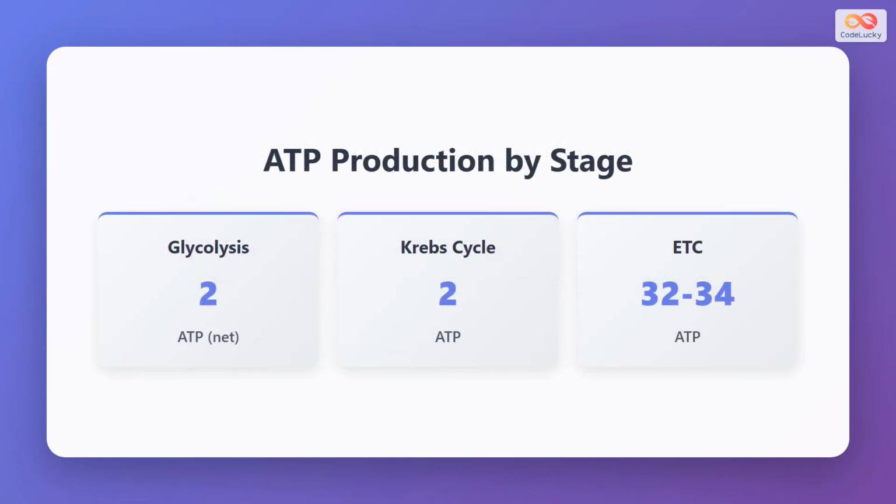Cellular respiration occurs in 3 main stages, and each stage contributes differently to the total ATP yield. Glycolysis, which happens in the cytoplasm, produces a net gain of 2 ATP molecules. The Krebs cycle, also called the citric acid cycle, occurs in the mitochondrial matrix and produces 2 ATP molecules. The Electron Transport Chain, or ETC, which occurs in the inner mitochondrial membrane, produces the bulk of the ATP, between 32 and 34 molecules. As you can see, the electron transport chain is responsible for the vast majority of ATP production.